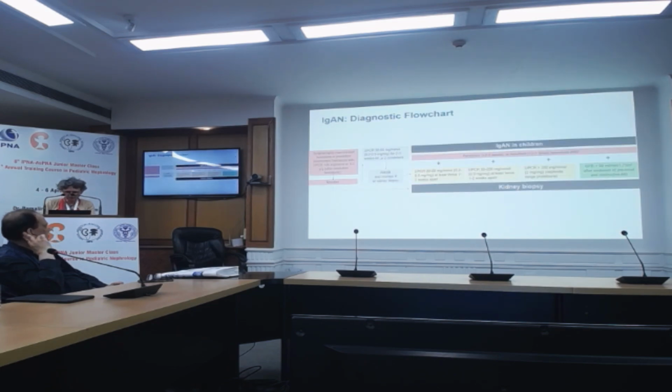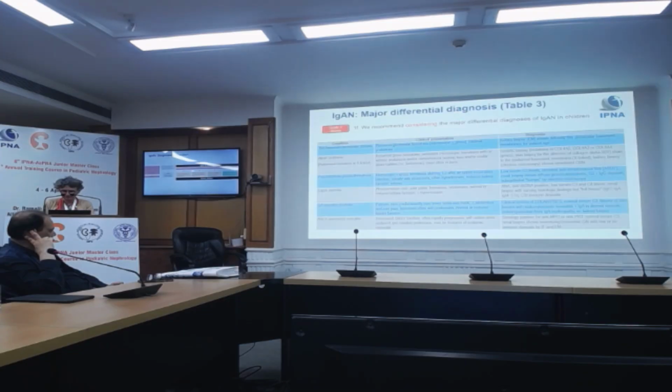This is just the flow chart telling us what to do. At the same time as when we're thinking and planning a biopsy, we can start RAS blockade. The earlier, the better. It's been known to be important and protective for any form of proteinuria. What are the major differential diagnoses?